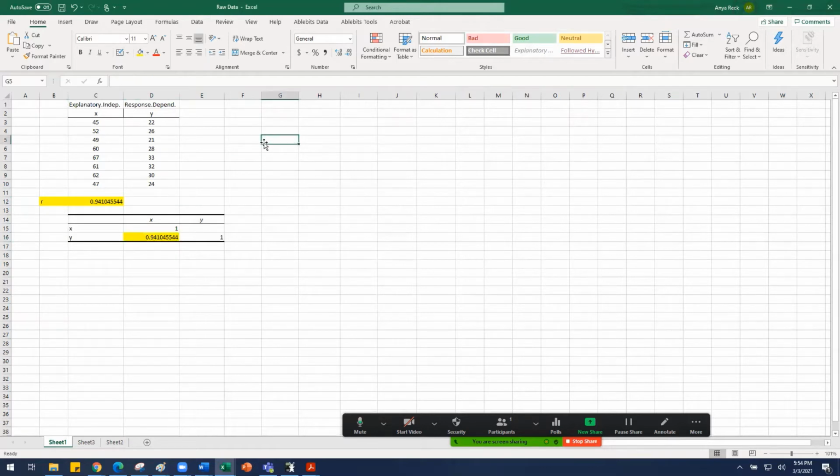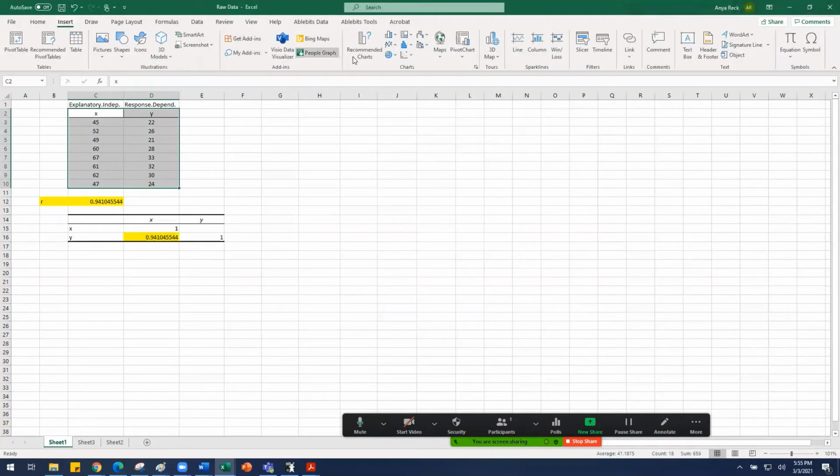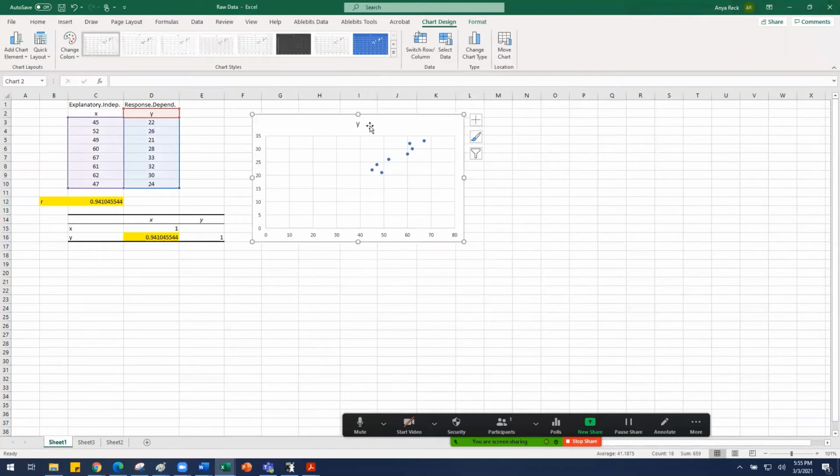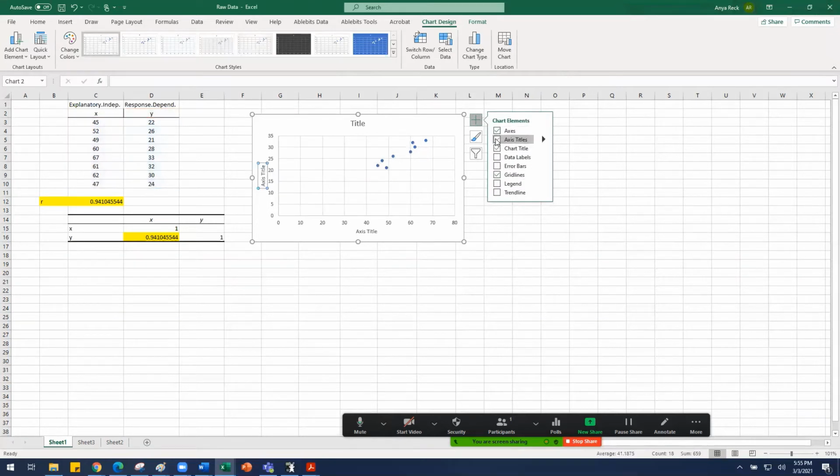Now, if we're plotting to find the scatter plot, you would highlight the table, go to Insert. We want Scatter, the first one, gives you the scatter plot. You can change the title of the chart. You can also add chart elements. You can add axes titles. You can add data labels. You could add a legend if you need to. I'm going to add a trend line.